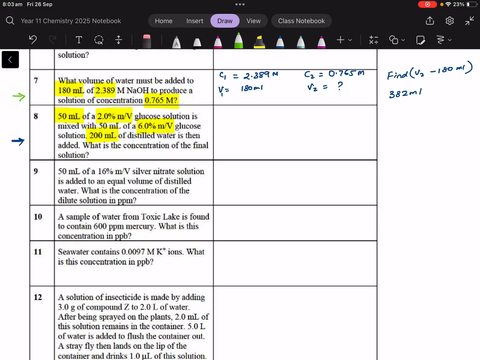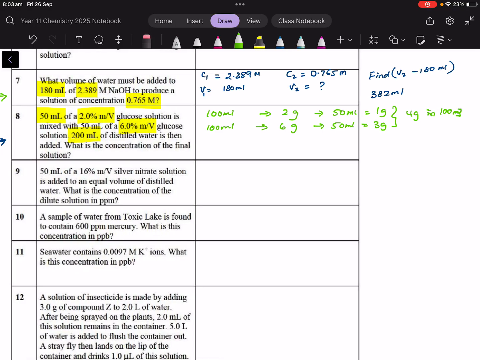Here we are. So in 100 milliliters, I have 2 grams. So in 50, I should have done this before. In 50 milliliters, I have 1 gram. In the other solution, the 6% solution, in 100 milliliters, I have 6 grams. So in 50 milliliters, I would have 3 grams. So in total, I have 4 grams of sugar in 100 milliliters. Yeah, because there's 50 milliliters of each, so that's my mixture.